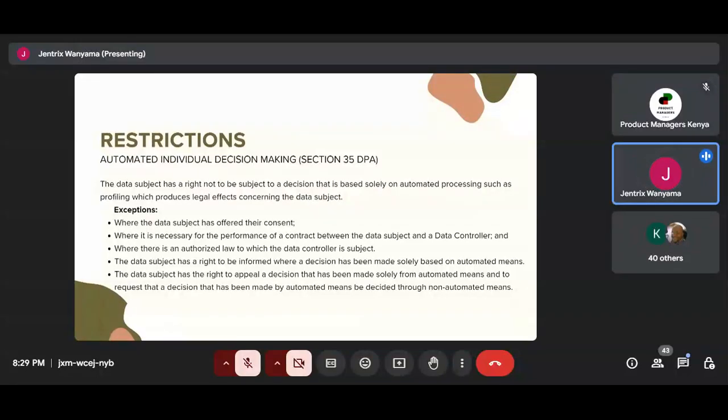So yeah, that's not actually allowed. Data subjects have a right against this. And the exceptions, of course, number one, we all know now, the most important thing is consent. Where there's consent, you're able to do that.